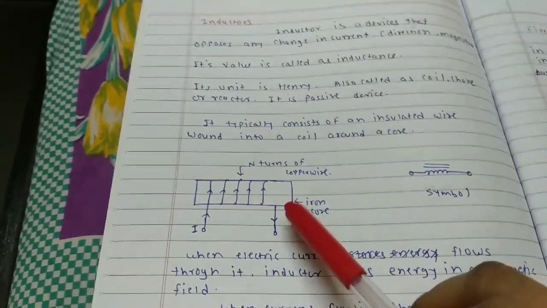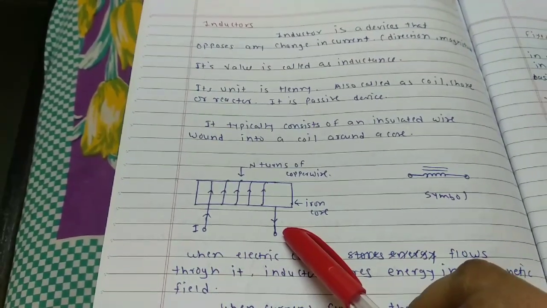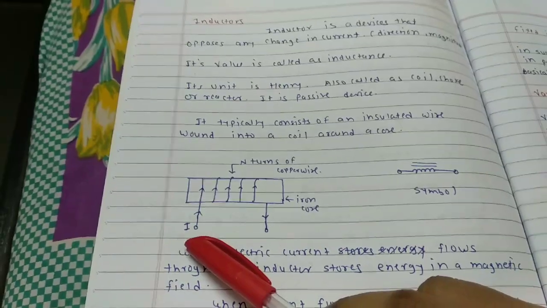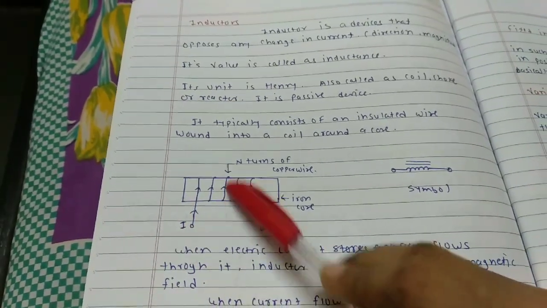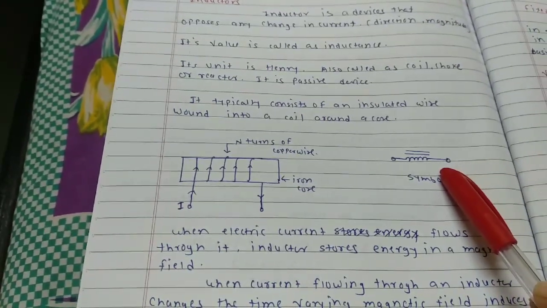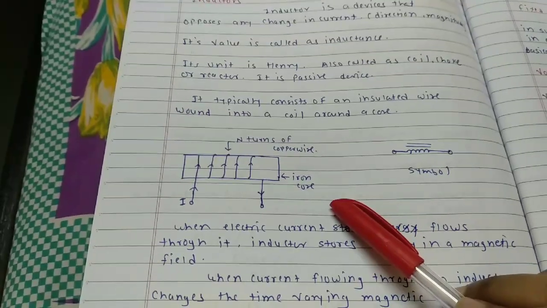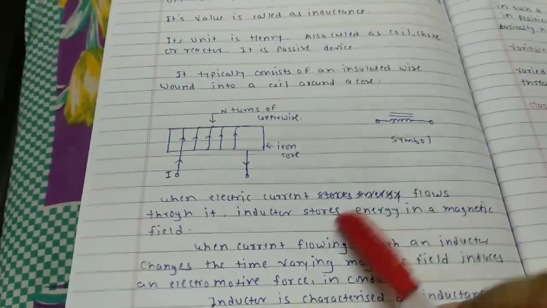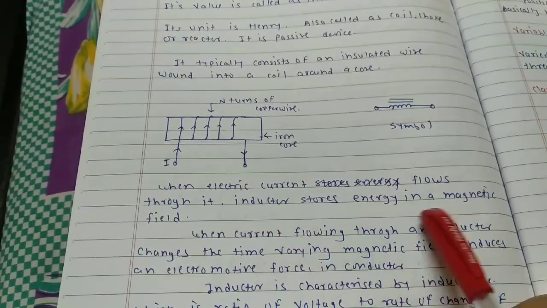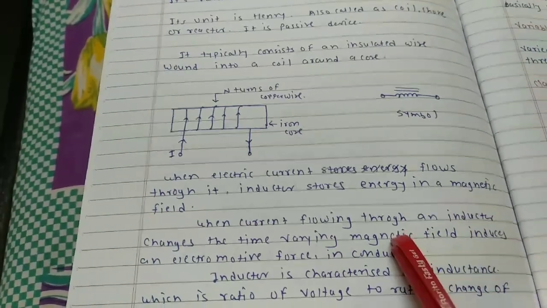What we have done is taken one iron core, and a copper wire is wound around it. This wire has N number of turns, and a current I is allowed to flow through it. So this is the symbol of an inductor. The core can be an iron core or a ferrite core. When electric current flows through it, the inductor stores the energy in a magnetic field.